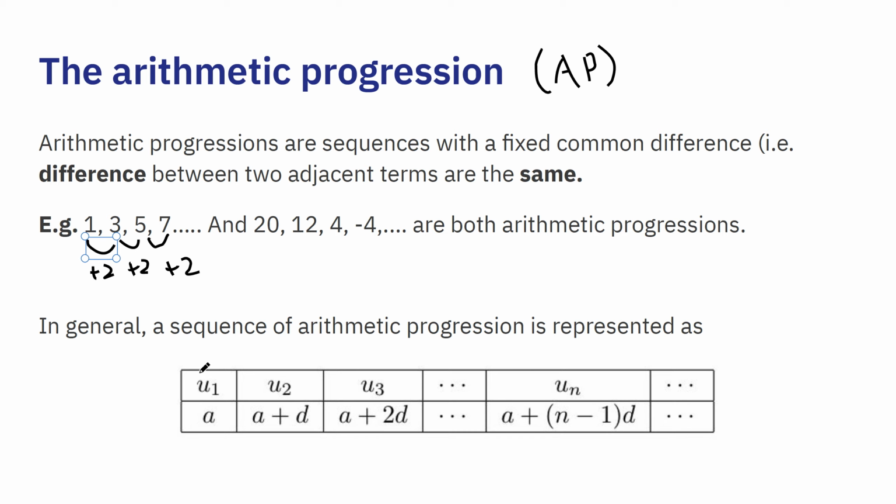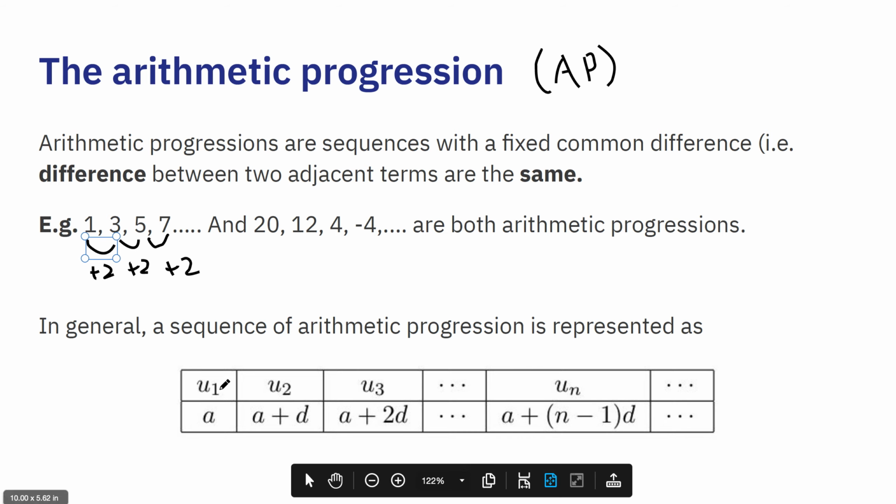Okay, so in general, a sequence of AP will look like this. So U here means which term. So U1 means the first term. We denote the first term using the letter A always, even in the other one we're going to learn later, geometric progression. And here our common difference, the fixed common difference, is D. So the second term, U2, will be D more than the first term. So if the first term is A, then this is A plus D. And the third term will be A plus D plus another D, so A plus 2D, so on and so forth. Until we get the general formula for the nth term as A plus n minus 1 times D.